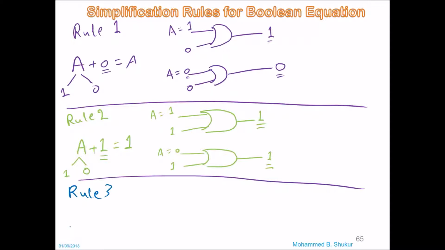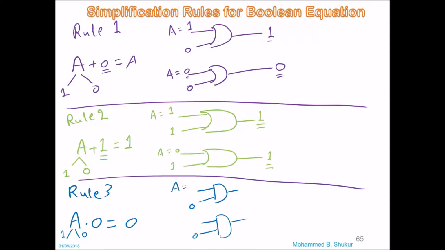In rule number 3, A and 0 always equal to 0. So here we have an AND gate, and also I have two cases. A may be equal to 1 or equal to 0. So I have to plot two ANDs for the two cases. Now you can see, one of the inputs is always equal to 0. The other input is A.